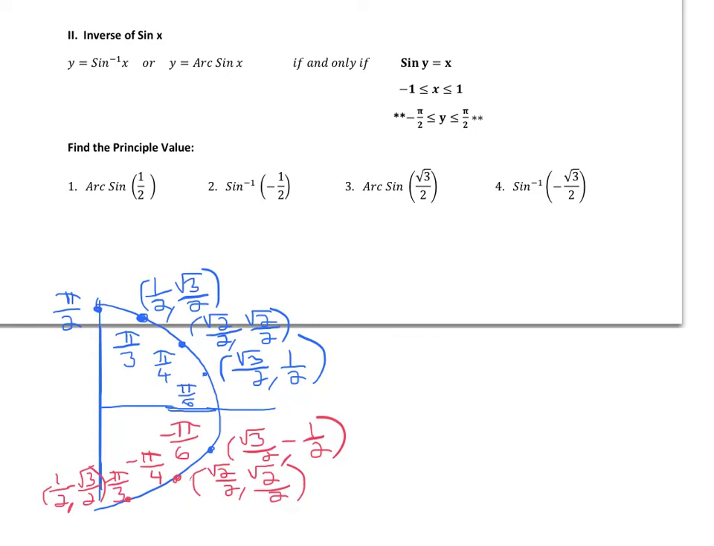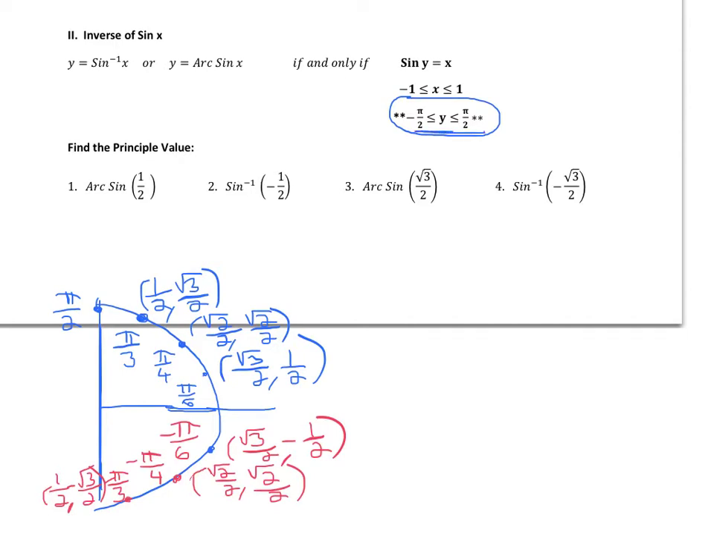Okay, here we go. We're going to do the second part. We're going to do inverse of sine of x. And basically when we graphed this on the TI Nspire, what we proved was this is the range. Here's the main thing. When we do arc sine or inverse sine, our answers have to be in this range of negative pi over 2 to pi over 2.